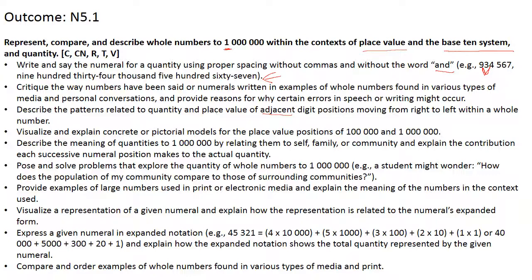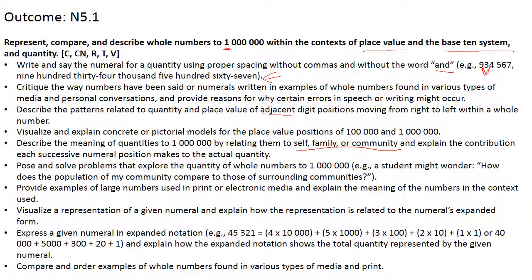Visualize and explain concrete or pictorial models for the place value positions of 100,000 and 1 million. Describe the meanings of quantities to a million by relating them to yourself, your family, your community. We always have this outcome. Self, family, and community is in almost every outcome in math from grades K to 12, I would imagine. Explain the contribution each successive numeral position makes to the actual quantity. So they want you to find examples of these great big numbers in your family or in your community.